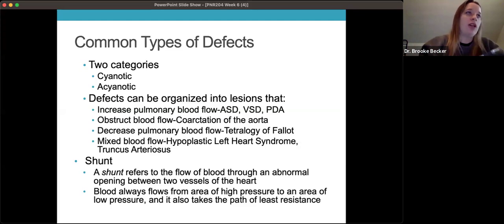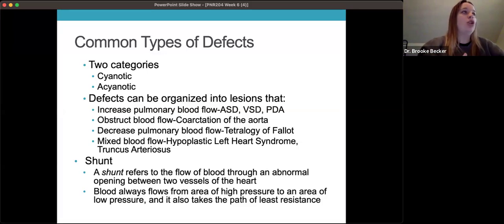Because your heart doesn't have to work as hard to pump it to your lungs as it does to your whole body. Does that make sense? That's why your VSD, your ASD, and your patent ductus arteriosus or your PDA, those are going to circulate, that blood's going to shunt from the left side to the right side, and it's going to circulate more of that blood to the lungs before it pumps it out to the body. That is why those are acyanotic lesions. Okay.